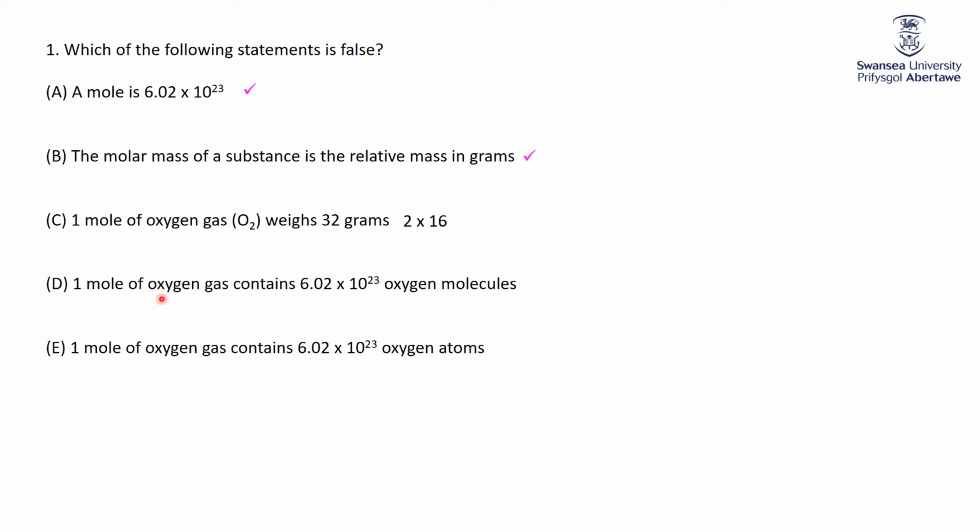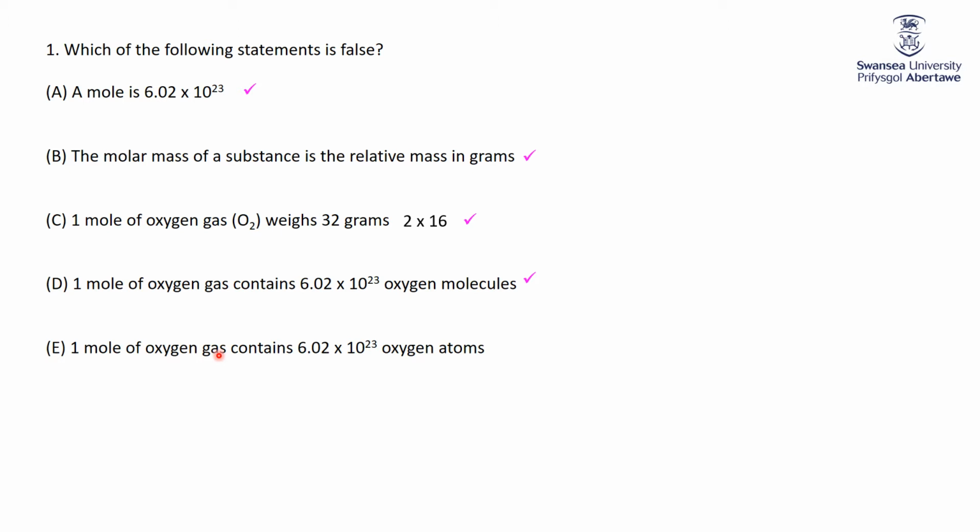Now, 1 mole of oxygen gas contains 6.02 times 10 to the 23 oxygen molecules. So there is indeed the mole. Yes, because when we have oxygen gas, it's O2. That is a diatomic molecule that contains 2 oxygen atoms. So that's good. 1 mole of oxygen gas contains 6.02 times 10 to the 23 oxygen atoms.